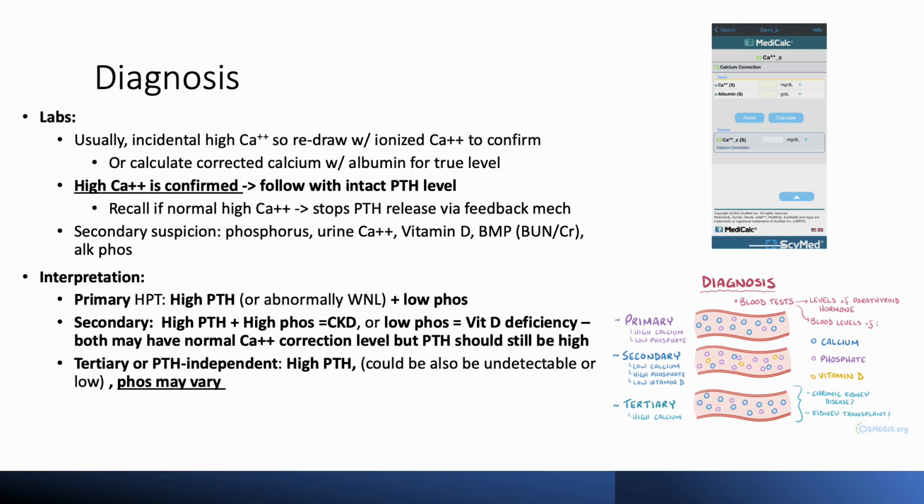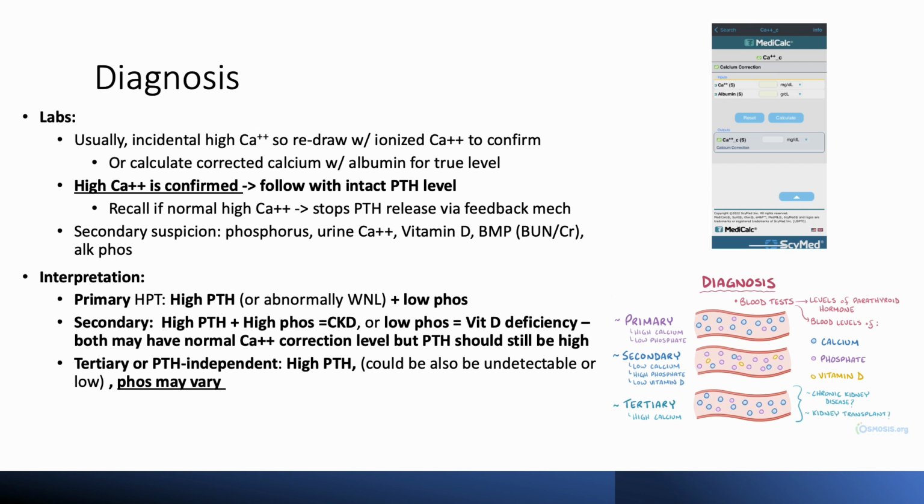Or you can order an ionized calcium. Okay, that's your free calcium in the blood. It's a little more expensive, but it's confirmatory. Okay, but we have to correct for that serum albumin because that is what binds our calcium in the blood. Okay, so we need to know what our free calcium level really is. So once that high calcium's true, it's confirmed, we then follow with an intact PTH level.